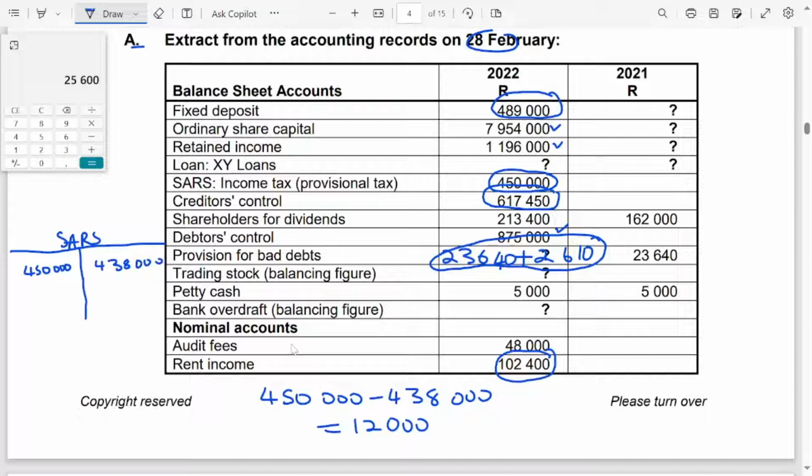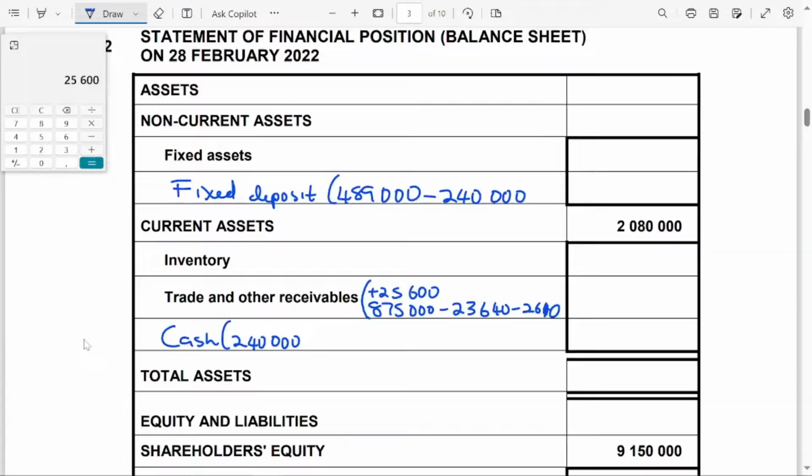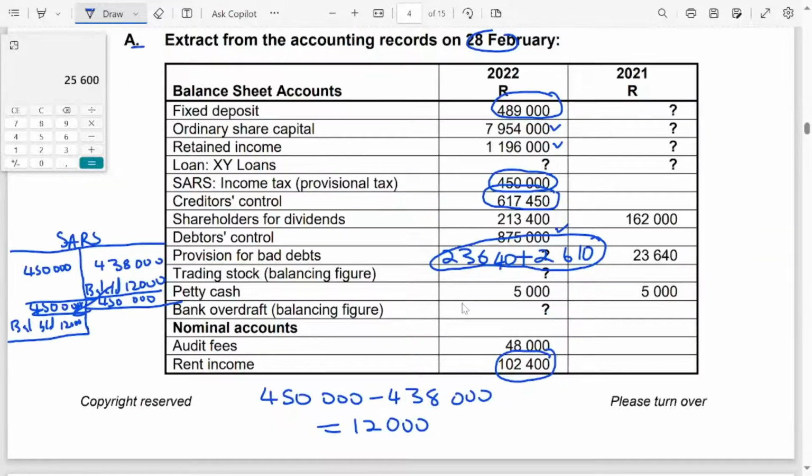In this case, we were not given the SARS income tax opening balance. It was not there. So you can just see that the bigger side here is the debit side, for 450,000, so we have a balance credit down of 12,000. We must transfer it to the opposite side as a balance brought down of 12,000. Now, like I said in the previous videos, if SARS income tax has a debit balance, it is an asset and it must be recorded under trade and other receivables as 12,000. Now let's continue.